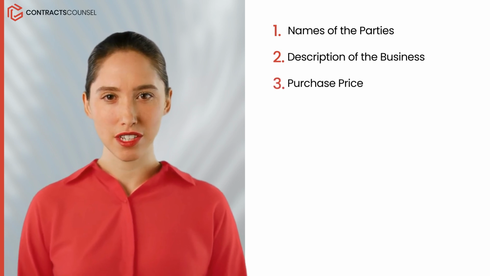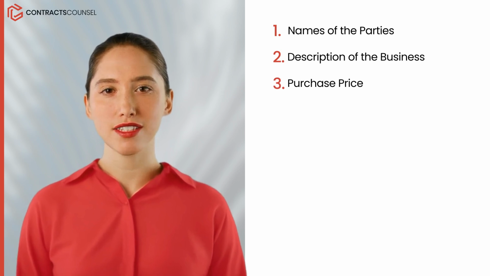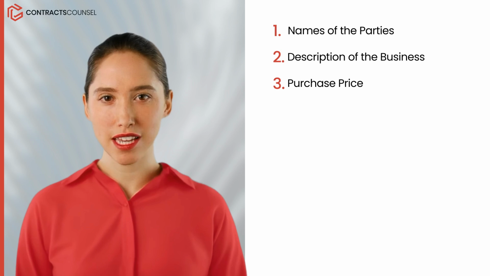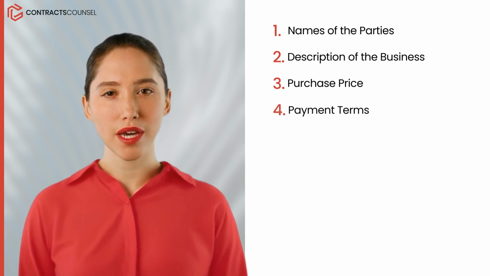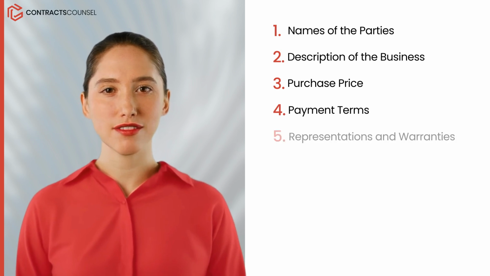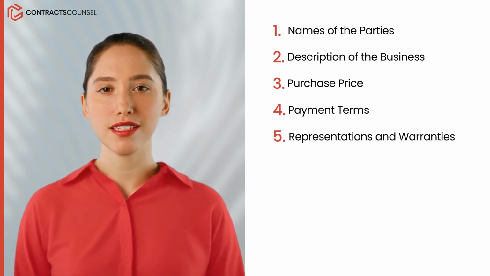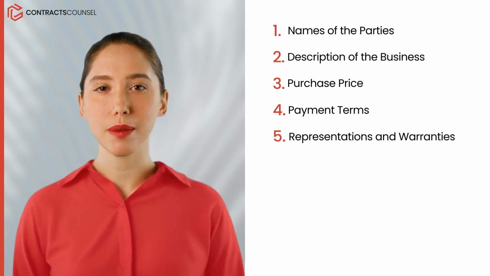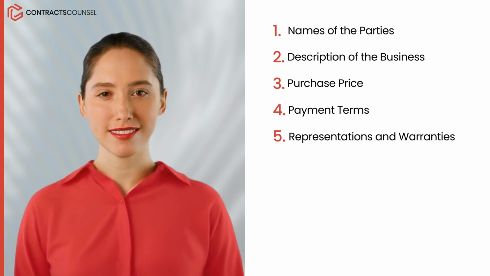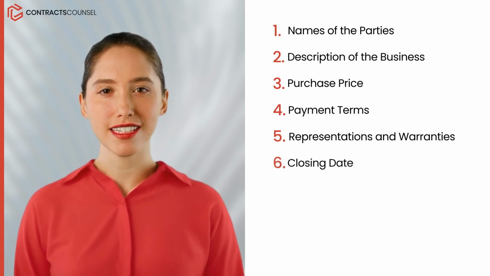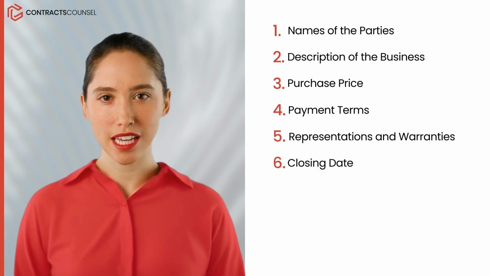3. Purchase price. This specifies the total amount the buyer will pay for the business. 4. Payment terms. This details how and when the payment will be made. 5. Representations and warranties. These are assurances given by both parties regarding various aspects of the business and the sale. 6. Closing date. This states the date when the sale will be completed.